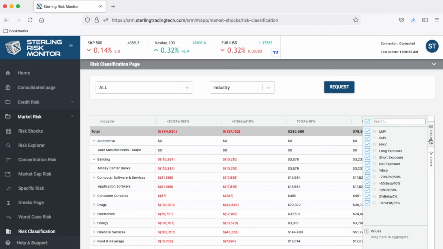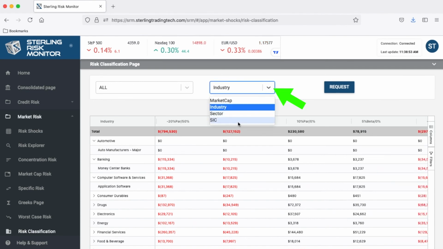On the Columns tab to the right, you can click to customize which columns you would like to see. For example, if you are not interested in exposure numbers and you just want to see the net exposure of the market value, you can unselect the columns and also move them around.